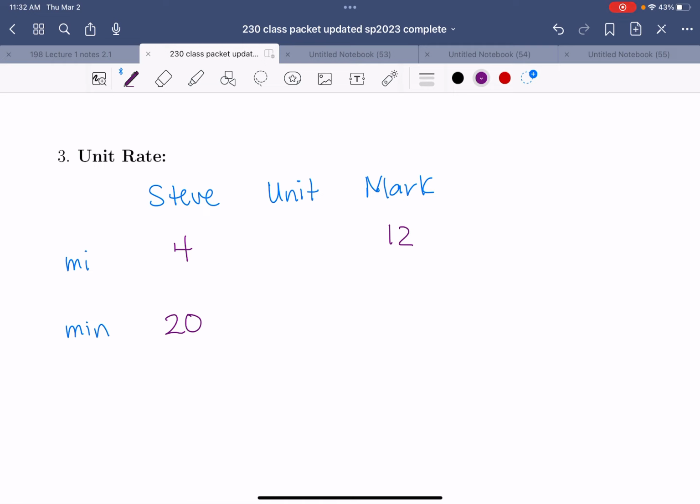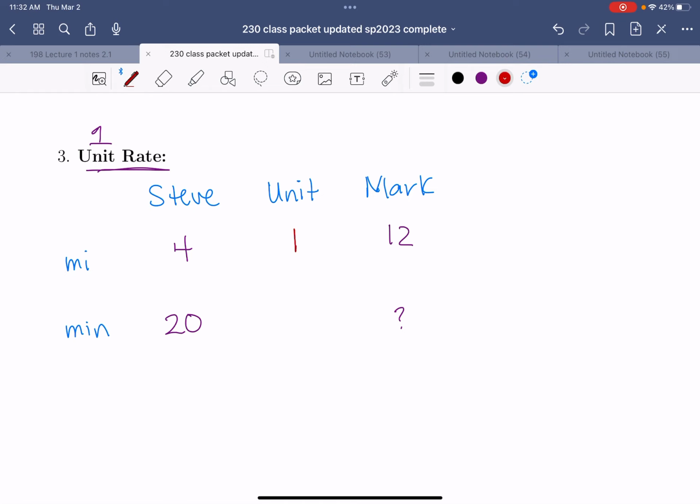Okay. Now, again, we're still looking for the same thing. So we're still looking for how many minutes did Mark travel. Now, a unit rate, unit meaning 1, is a rate in which one of the components, either the numerator or the denominator, is 1. Typically, you're going to want your 1 between the two values. So that means I want my 1 to be right here.